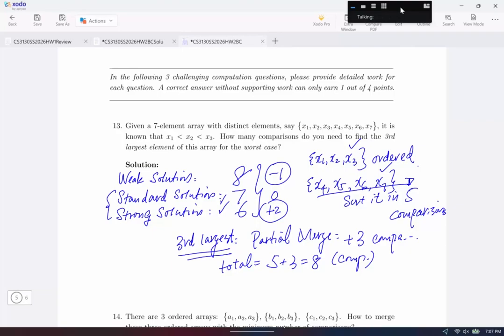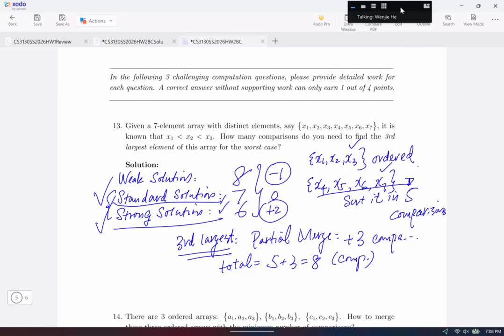All right. So I need to spend quite some time to grade the other two versions of solutions. Weak solution very easy. The idea is so easy. But standard solution and strong solution are usually much harder.